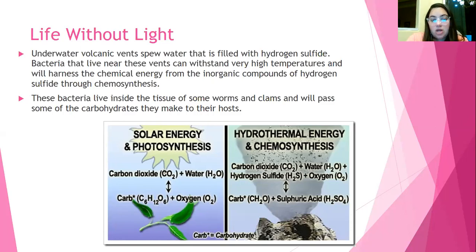We have carbon dioxide with water will then give us the carbohydrate or the sugar with the oxygen as a byproduct. And then in hydrothermal energy or chemosynthesis, we have carbon dioxide, water, hydrogen sulfide, and oxygen will then give us the sugar or a type of carbohydrate with a sulfuric acid.